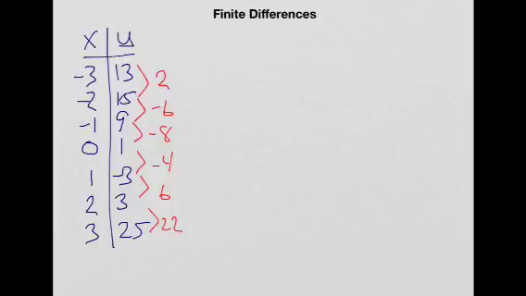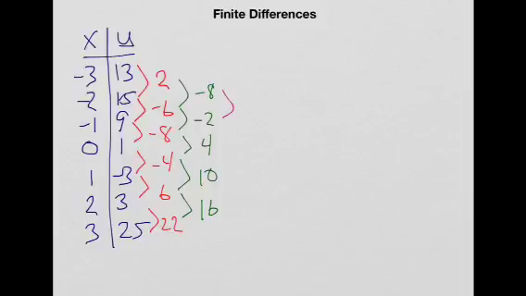So we'll go and find the difference again. Negative 6 minus 2. Negative 8 minus a negative 6. Negative 4 minus a negative 8. 6 minus a negative 4. And 22 minus 6. Again, we don't have a constant, so we go a third time.